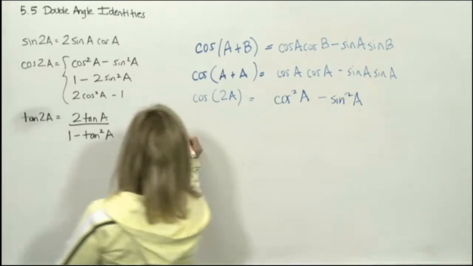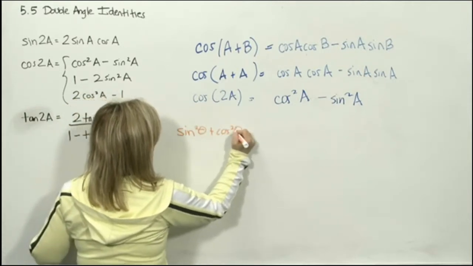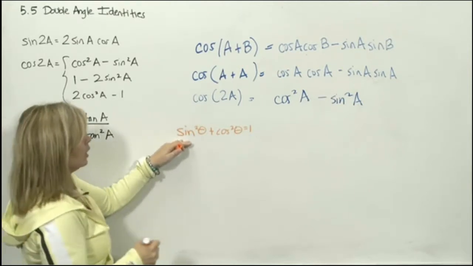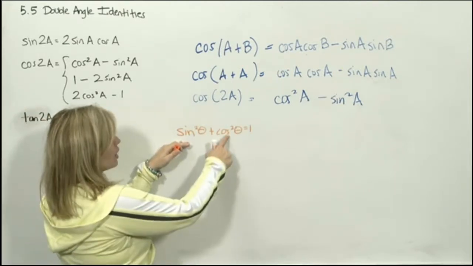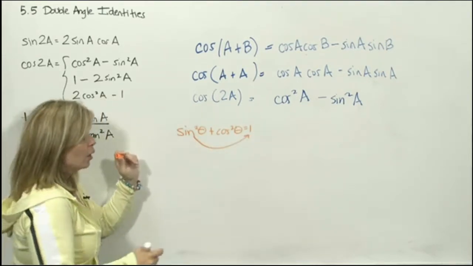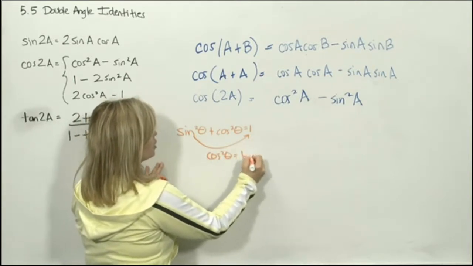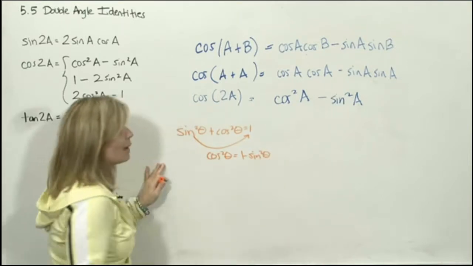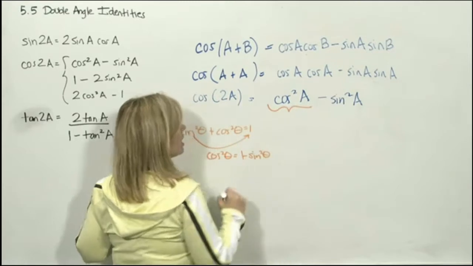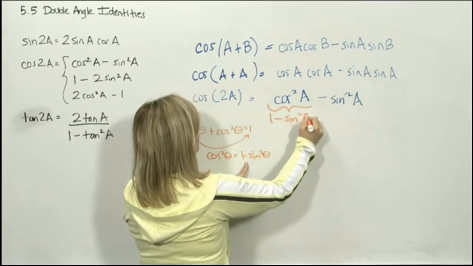Remember, the Pythagorean identity is sine squared theta plus cosine squared theta equals 1, correct? That was the Pythagorean identity from section 5.1. Well, guys, if I just wanted to know what cosine squared is, couldn't I move the sine squared by subtracting? If this statement says cosine squared theta is 1 minus sine squared theta, that means over here I could do a substitution. I can replace cosine squared A with 1 minus sine squared A.